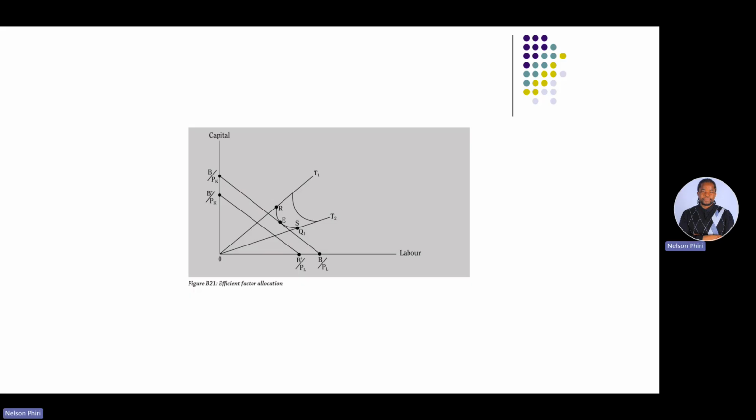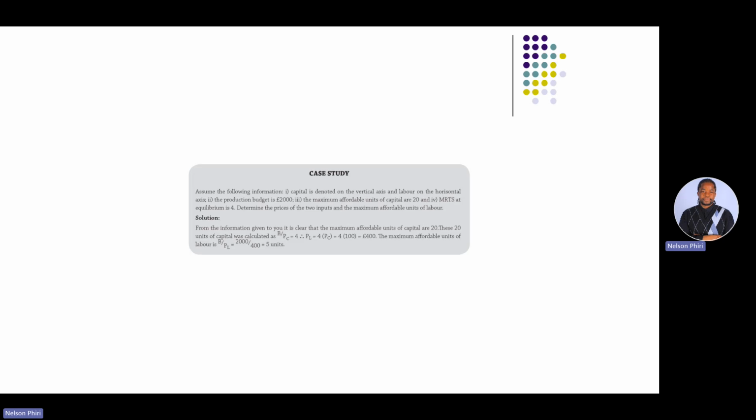So this leads us to the case study that we're going to study. This case study was found on page 72 of your book. With this case study, we're given the following information. Assume the following: capital is denoted on the vertical axis. The question is guiding you to tell that your capital is on the vertical axis and labor on the horizontal axis, and you have a budget of 2,000 pounds.